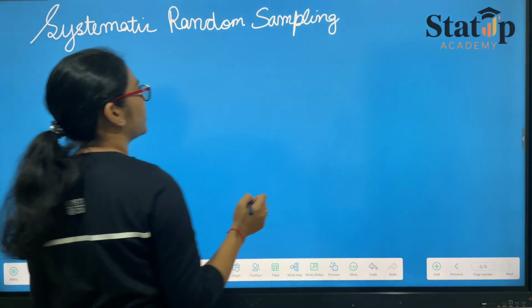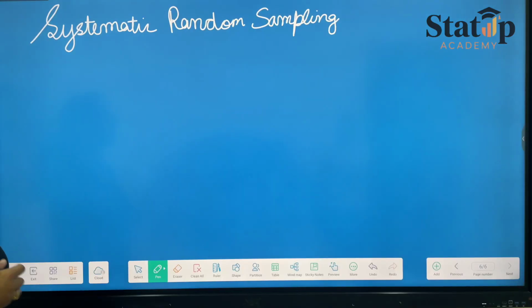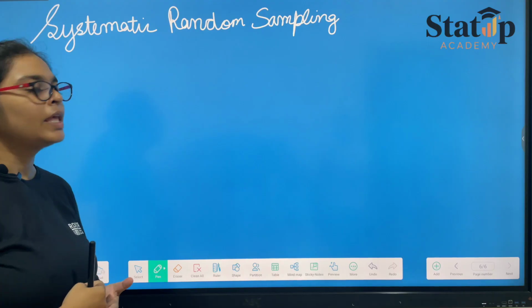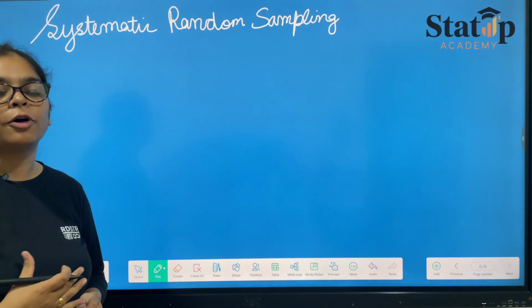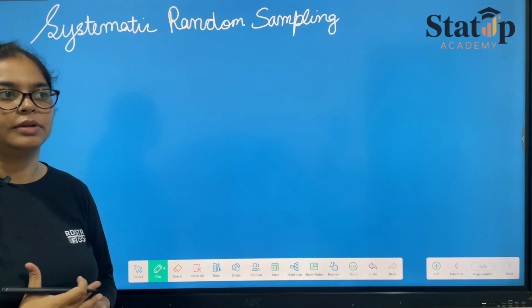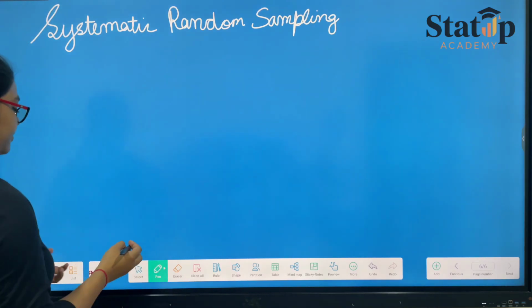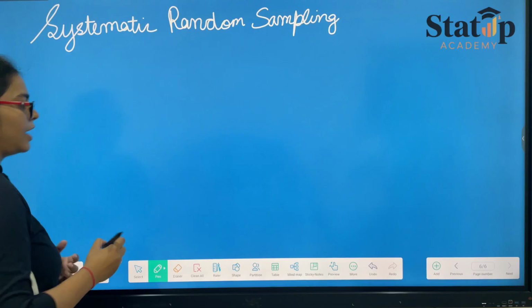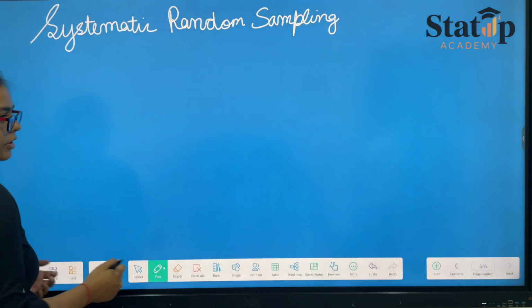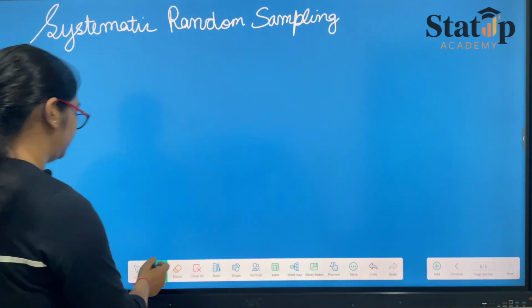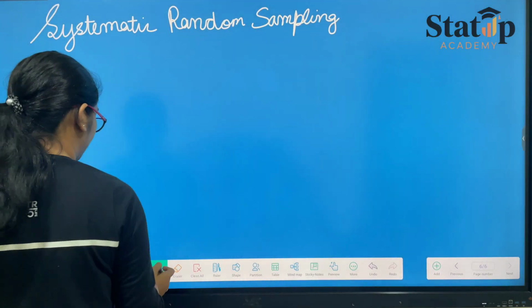Systematic sampling, or systematic random sampling, can be called by any name. It is part of probability sampling only, and it is an advanced version of simple random sampling. So what do we do if we have to take the interview of some random people walking on the street? Let us take three kinds of people.